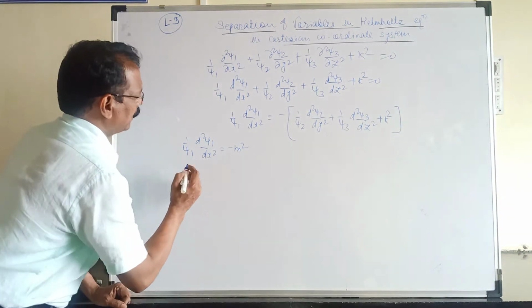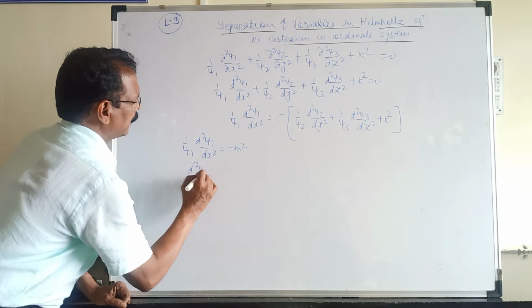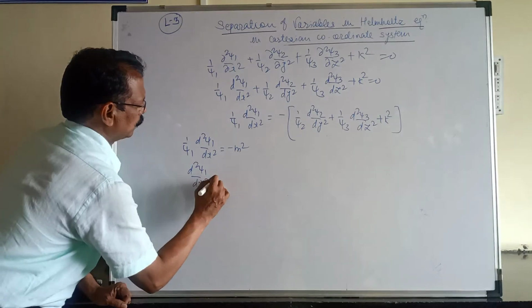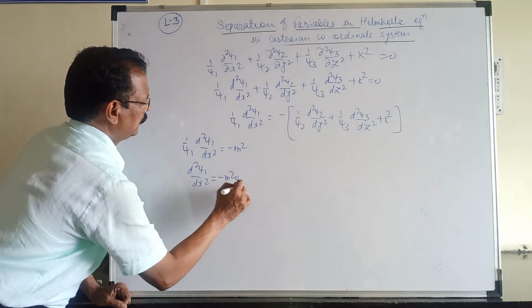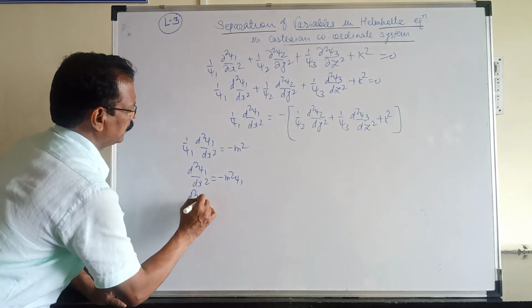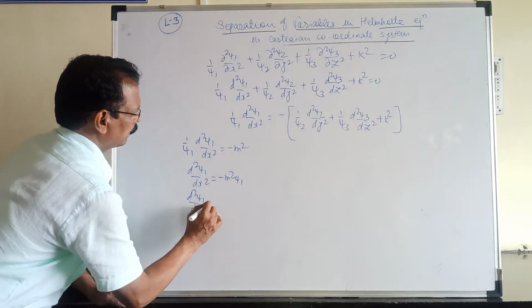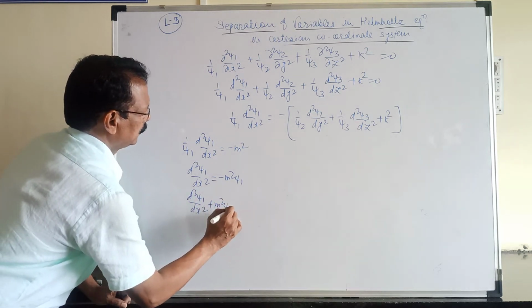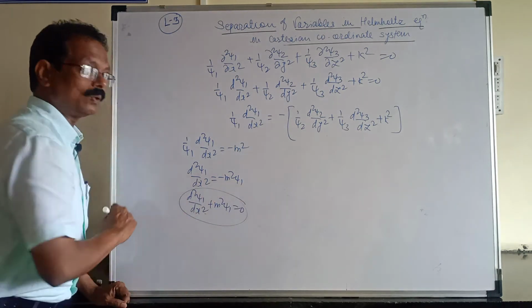So here we can write d²ψ1/dx² = -m²ψ1. So here we can write d²ψ1/dx² + m²ψ1 = 0. Now this is one solution here.